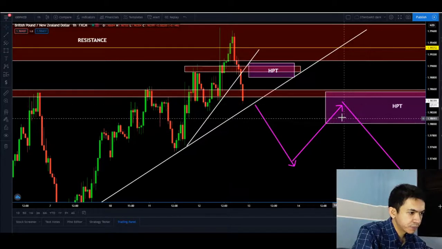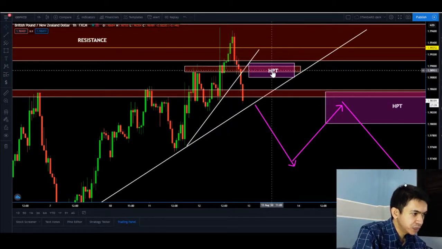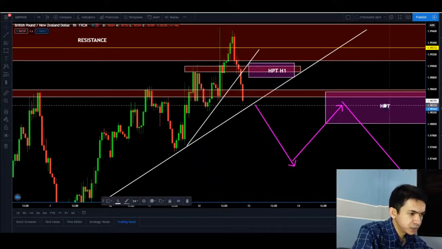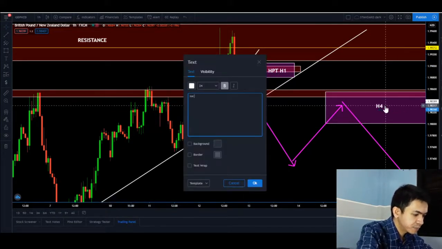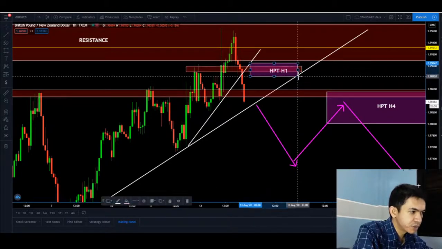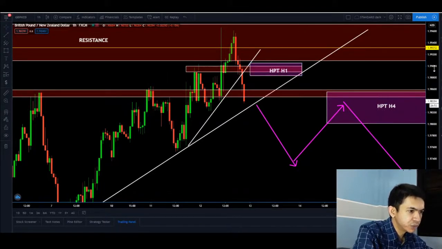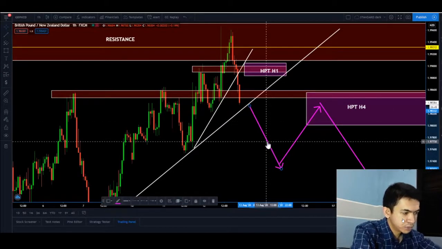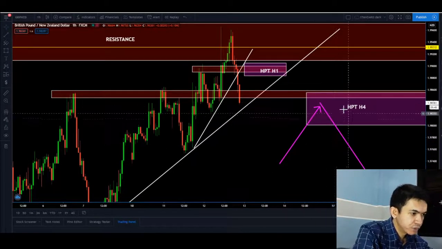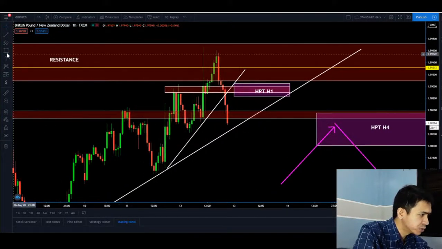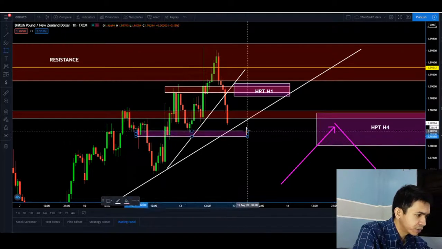All right. This is my H1 HPT, and this is going to be my H4 HPT. So I now have two possible opportunities to enter the market from a swing trader perspective. I would want the market to reach here or come back to my HPT, or either here. So I assume the price would react here on the support.